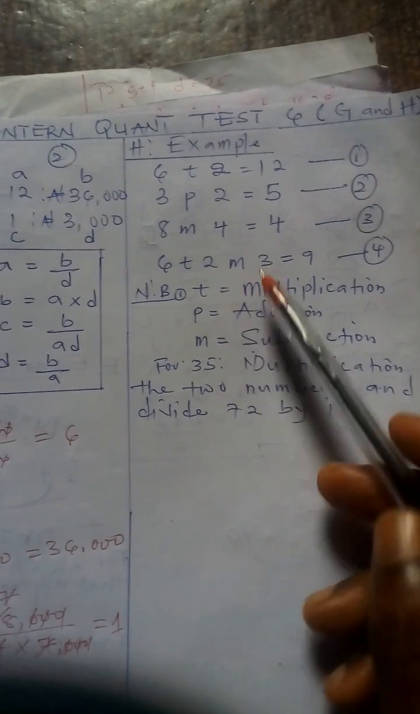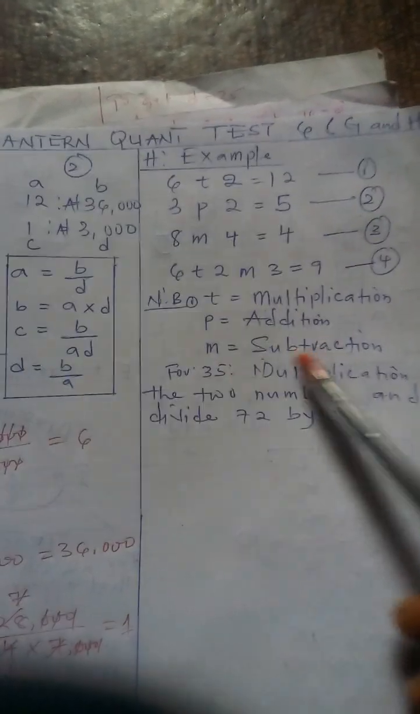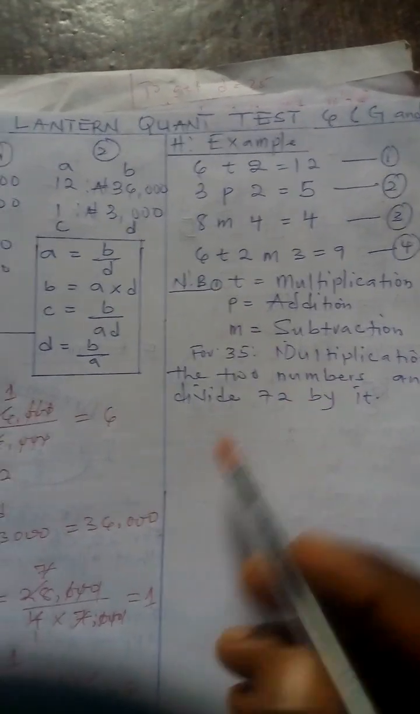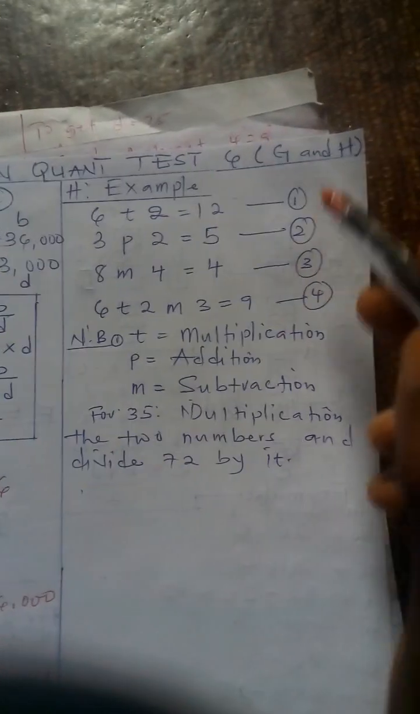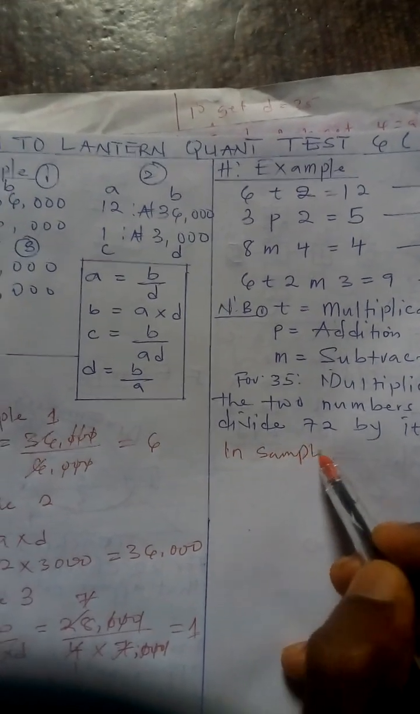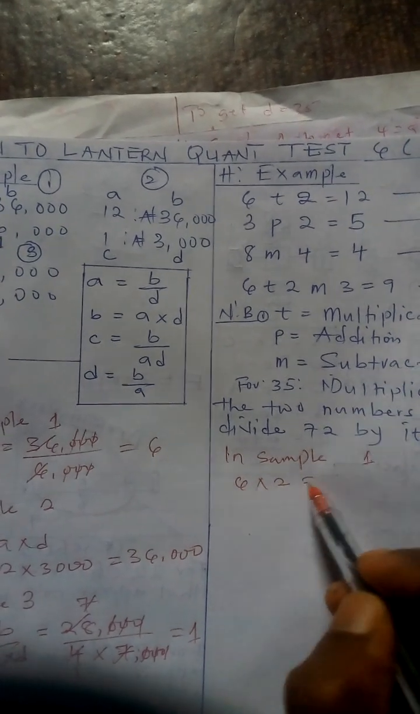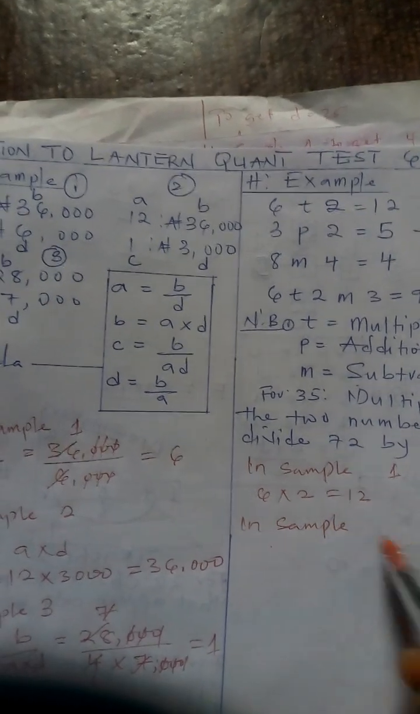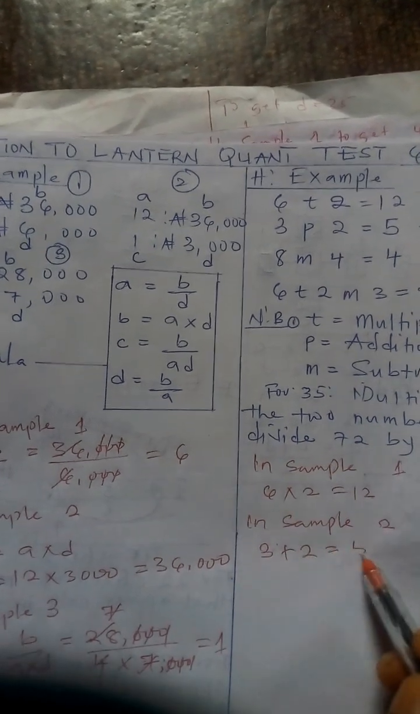Now the P here represents addition, T is multiplication, and the M is subtraction. Okay, now let's look at how to get each of the values. So in sample 1, if you look at the samples, they are from 1 to 4. So in sample 1, it means that you have 6 times 2, that will give you 12. In sample 2, you have 3 plus 2, which will give you 5.